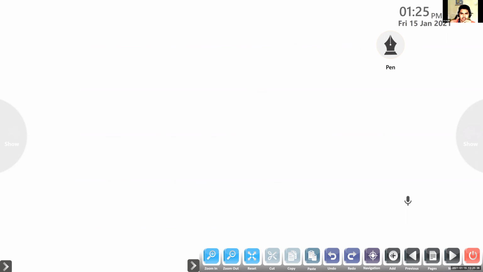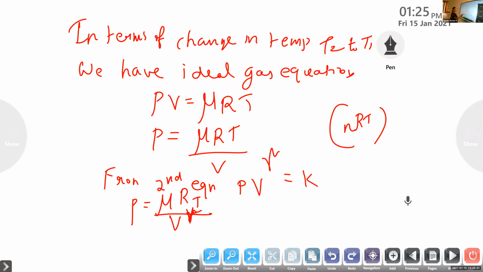Last one, P is equal to mu RT divided by V to the power of gamma. Mu RT, V here and gamma on the top.